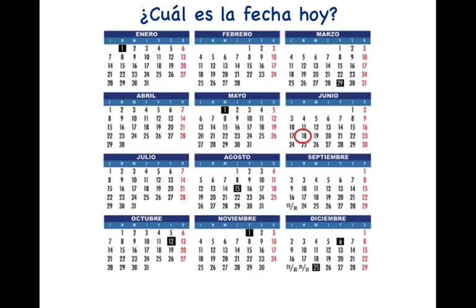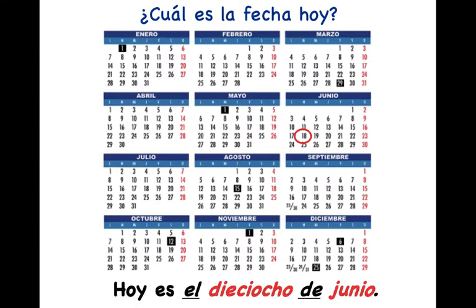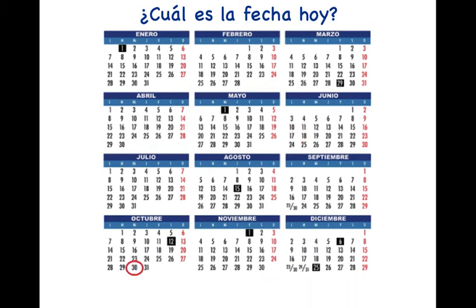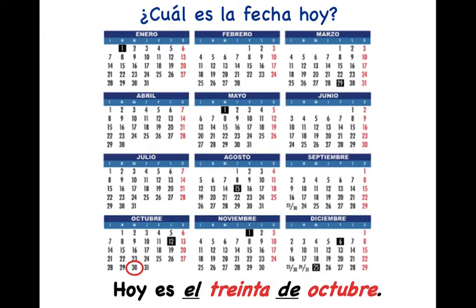Did you remember? Instead of 1 de marzo, primero. ¿Cuál es la fecha hoy? Hoy es el 18 de junio. ¿Y cuál es la fecha hoy? Hoy es el 30 de octubre.